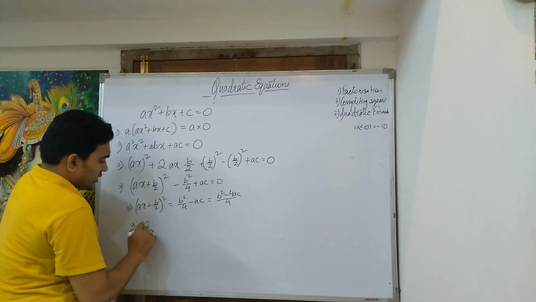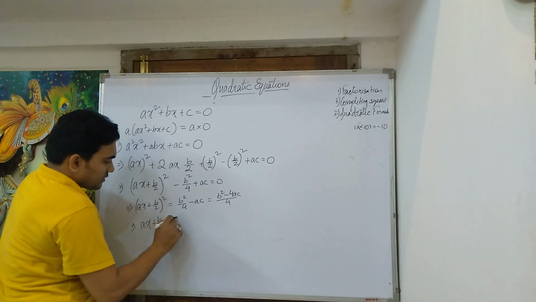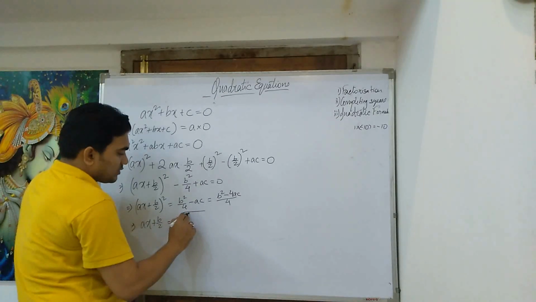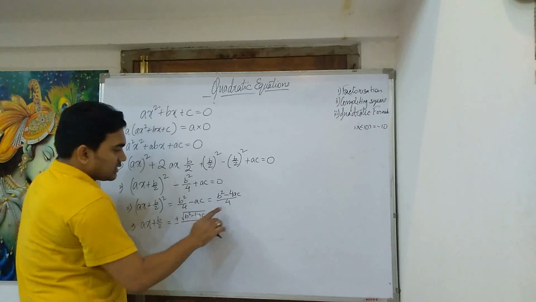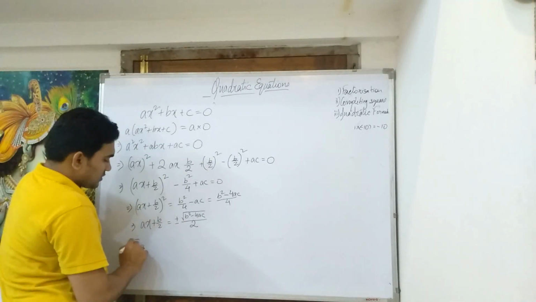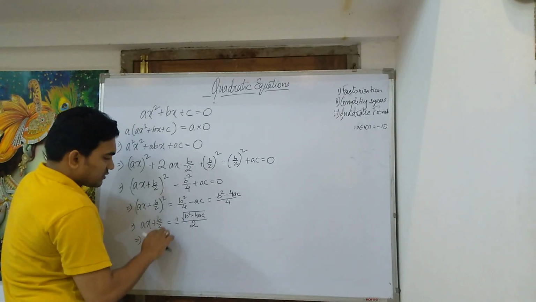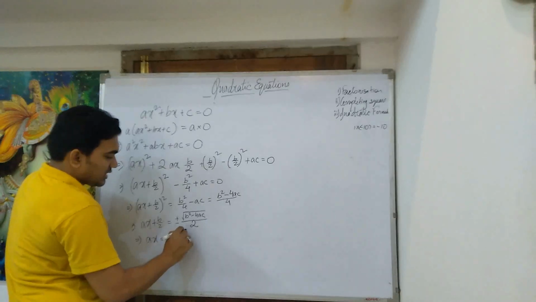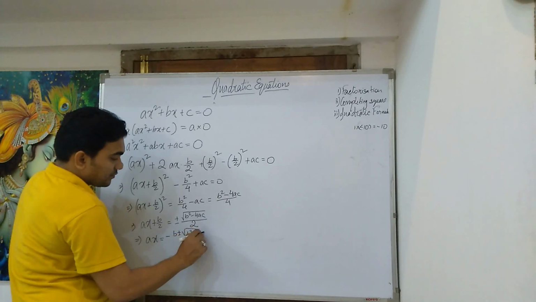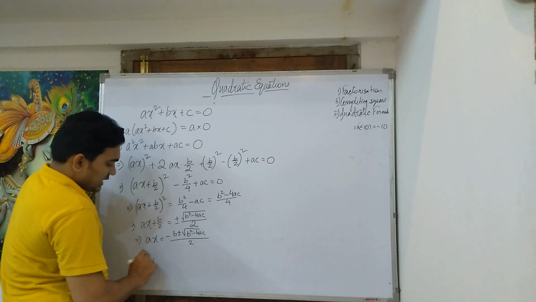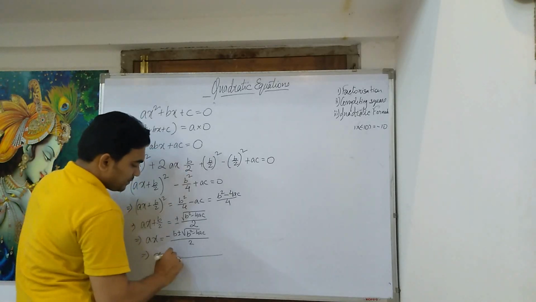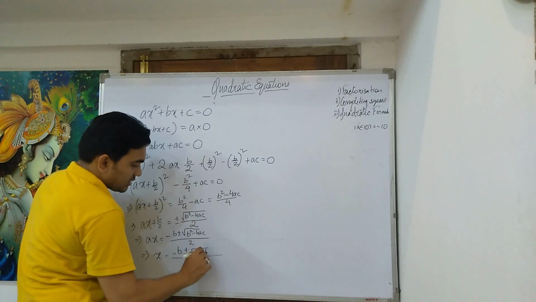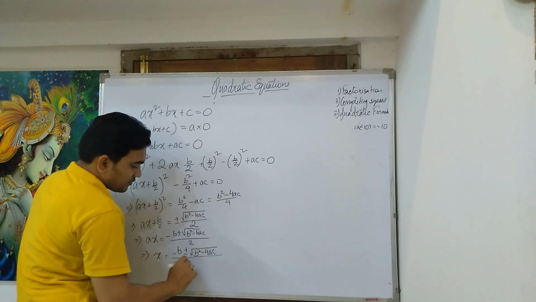Now let us take the square root, plus minus root of b square minus 4ac, and the root of 4 is 2. So now ax equals to, I am taking that side, minus b plus minus, this is 2, that is 2. I don't need to take any LCM. So my x is ultimately minus b plus minus root over of b square minus 4ac by twice a.